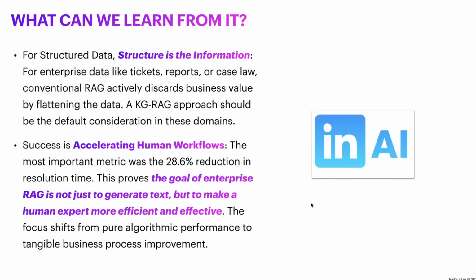When a query comes in, it solves the problem with 28.6% less time. That means the internal process is faster, there's less entropy in the internal operations, and as a result, the enterprise runs more efficiently. So this data proves that the goal of the enterprise RAG is not just generating more accurate text, but to achieve a higher level goal: make the human experts more efficient and more effective.